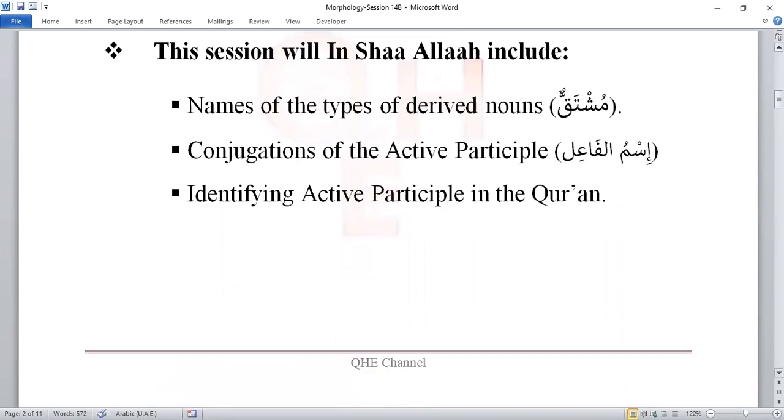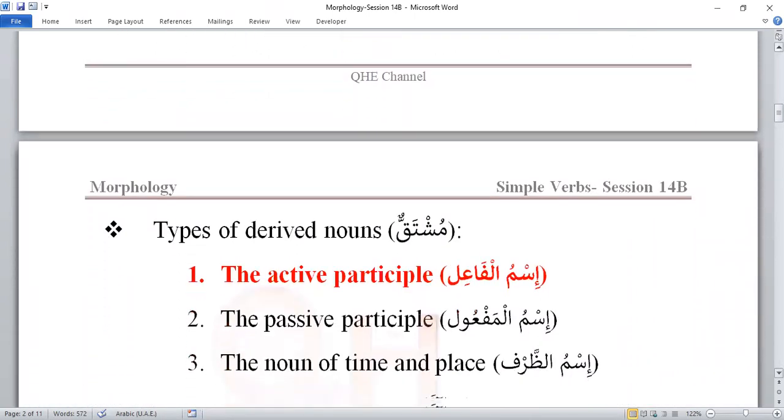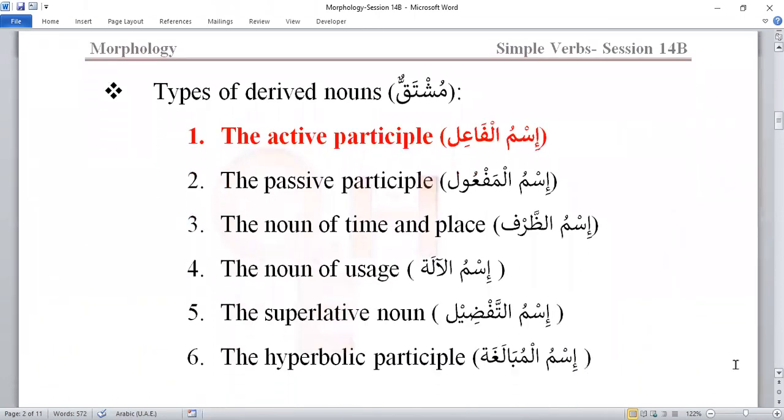So let's go over the names of the derived nouns. This is the list of the derived nouns. We have six derived nouns over here. And again, these are derived from Nasb, and also all of these nouns are related to actions. And our topic today, the active participle, ismul fa'il. Let's begin learning about active participle.